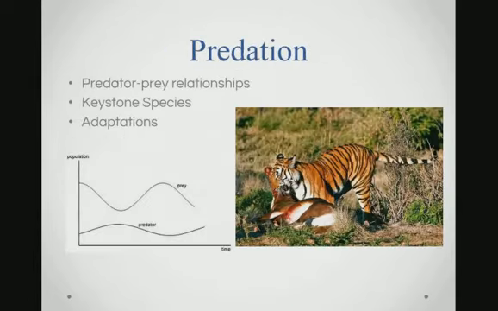So predation is just simply the predator-prey relationship. Within a community, there are some organisms that prey on other organisms, and those species are dependent on one another in a community. So some of the predators may, like this tiger that you see in the picture here, prey on the antelope, and they have a predator-prey relationship.